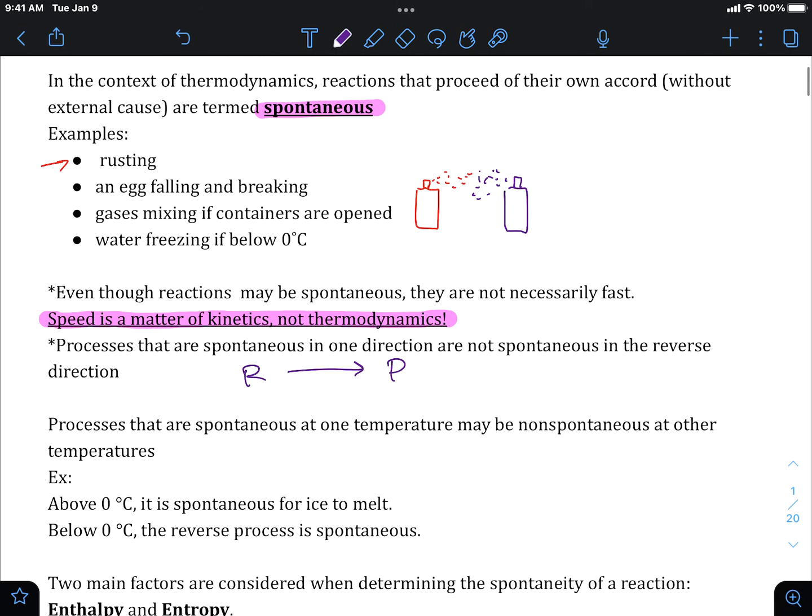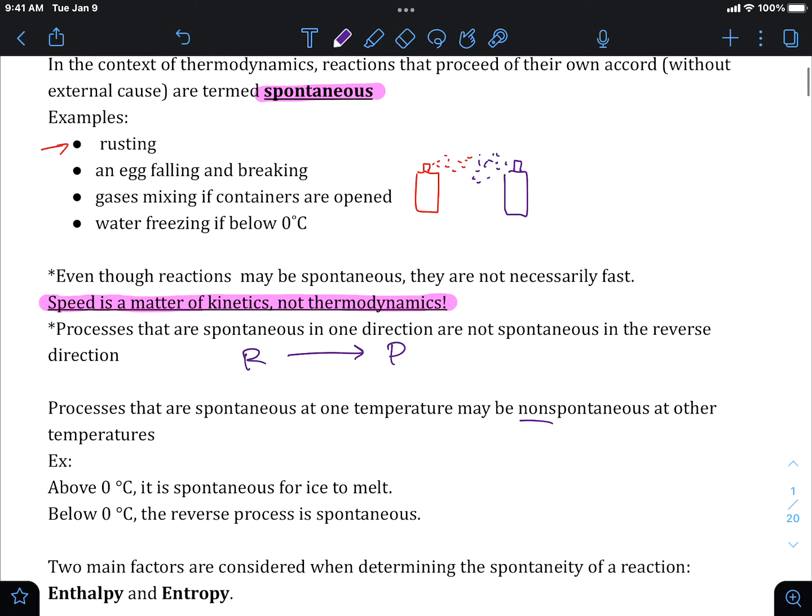So, processes that are spontaneous at one temperature may be non-spontaneous at other temperatures. Again, the melting of ice, right? If you're above 0 degrees, it makes sense that the ice is going to melt. But if you're below 0 degrees, it's the reverse process that's going to happen. So ice cube, puddle. This process is endothermic, right? If you add more heat, the forward reaction is spontaneous. If you remove heat, the reverse reaction is spontaneous.